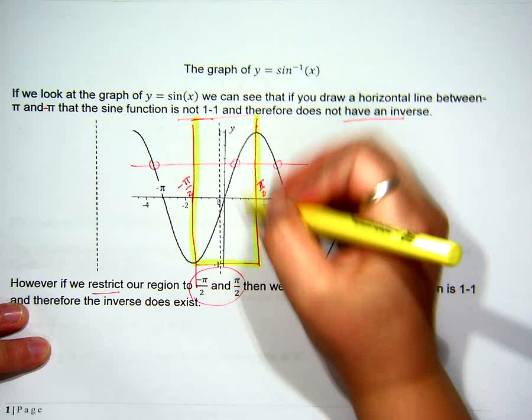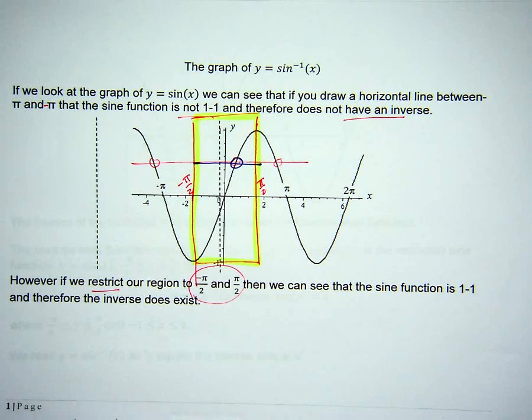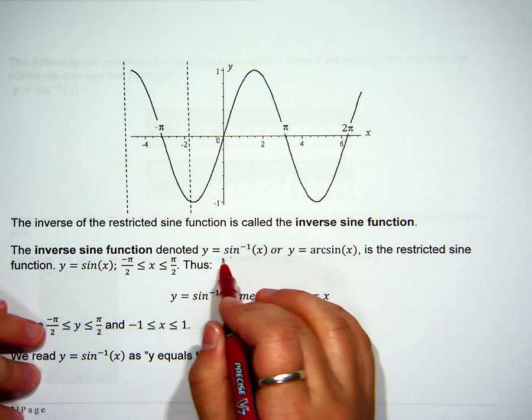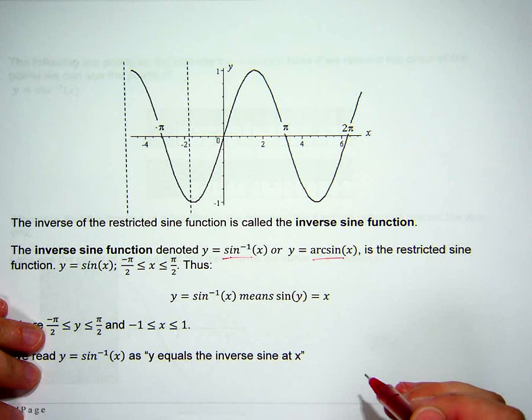What happens now is that if I draw a horizontal line in this section, it touches it one time, which means this restricted sine function is one-to-one, and yes, it does have an inverse. That's what we're going to do. The inverse of the restricted sine function is called the inverse sine function. It is denoted with sine to the power of negative 1. We can also call it the arc sine. You are restricting between negative pi over 2 and pi over 2.